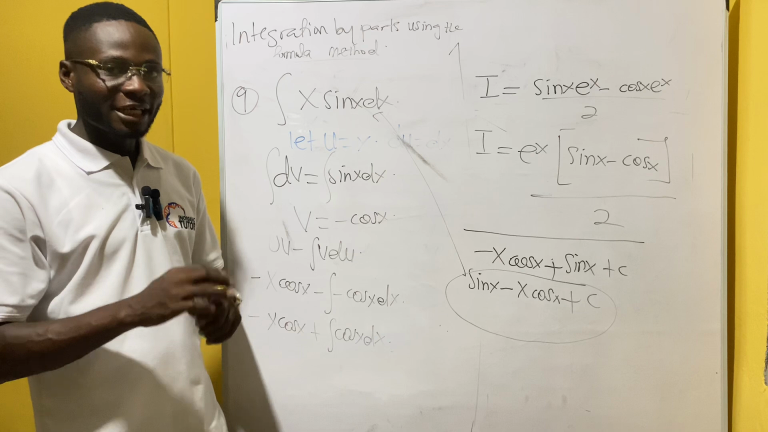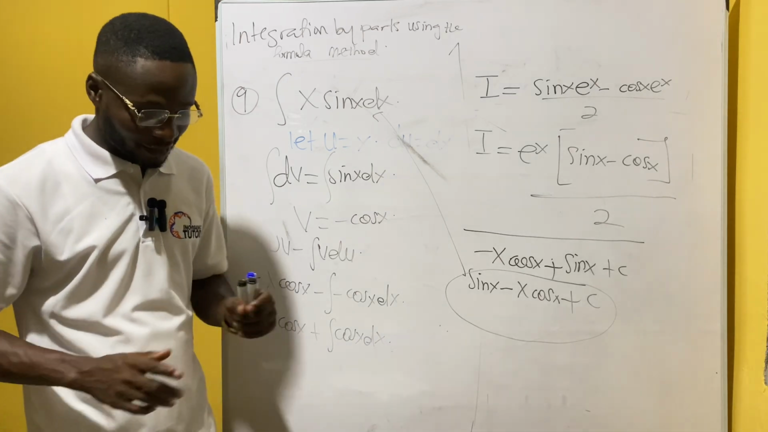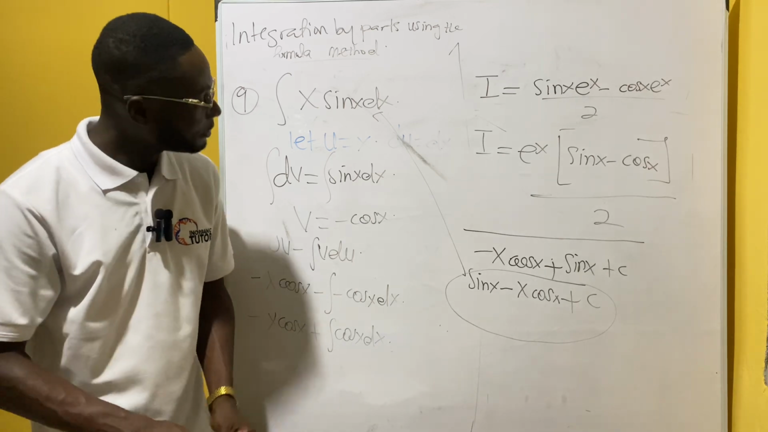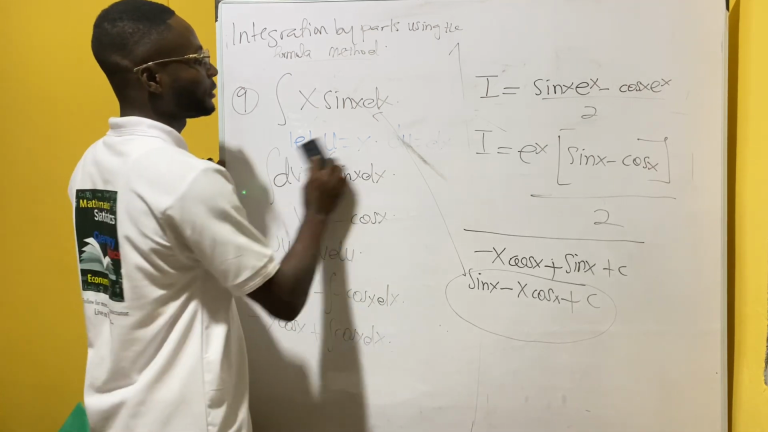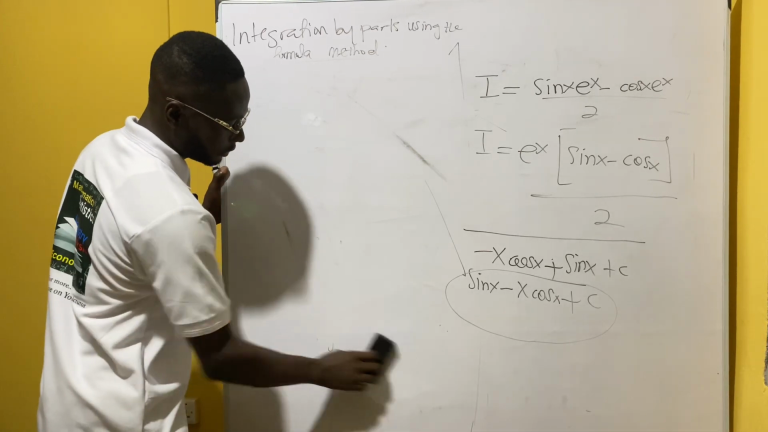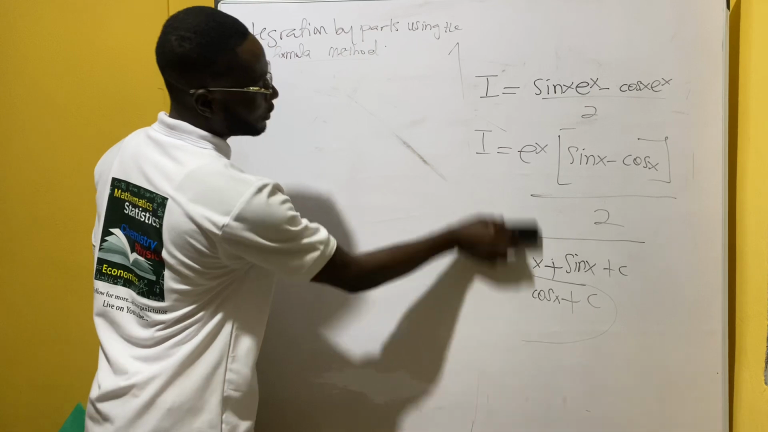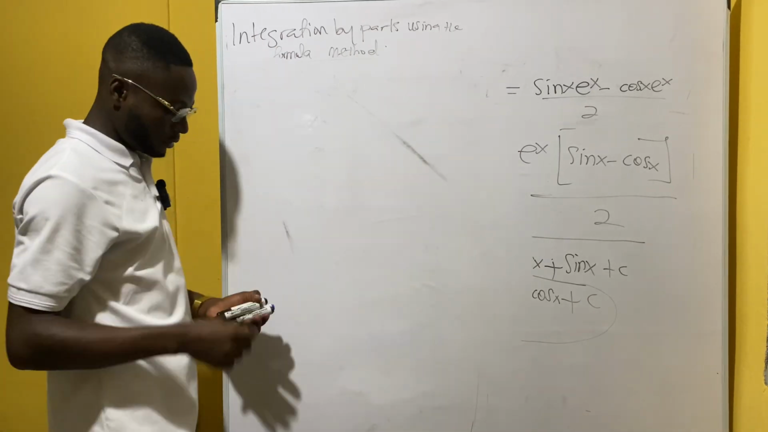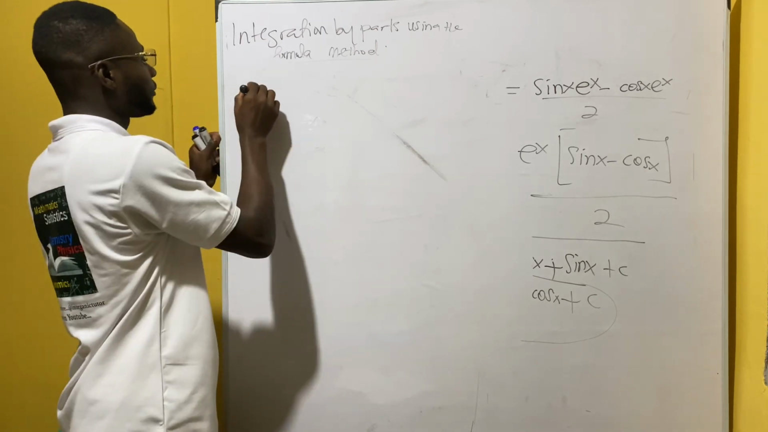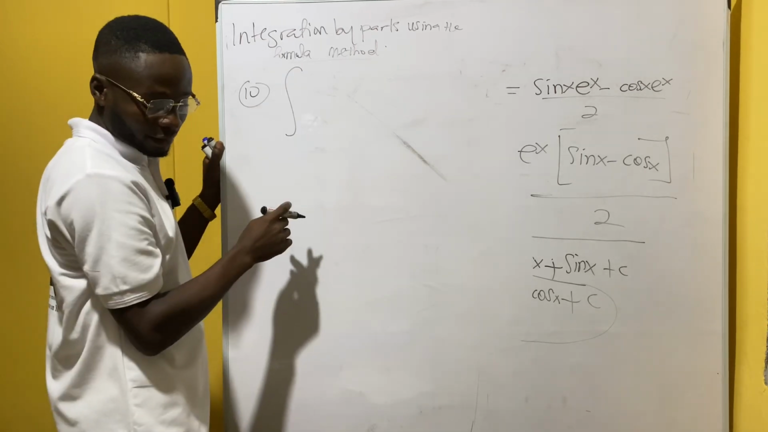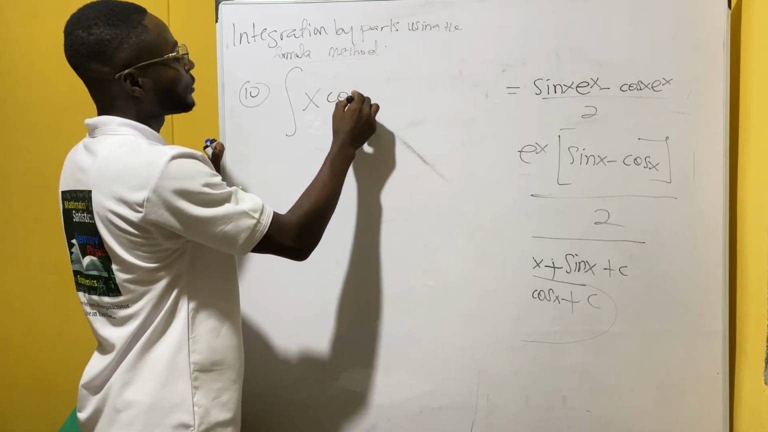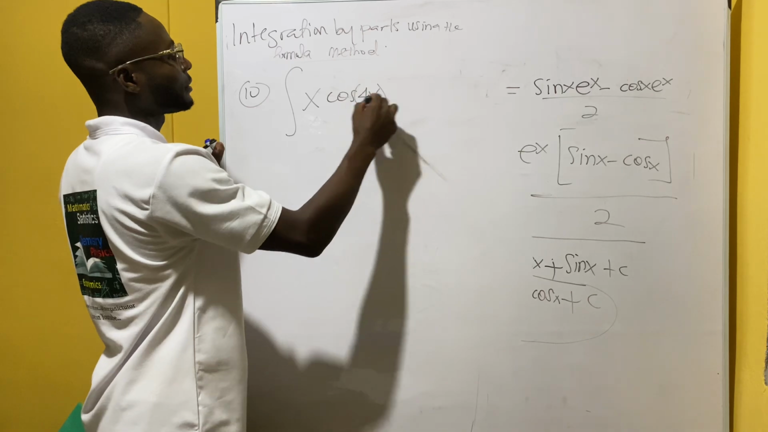The last problem is problem number 10. Then we are down the line. So problem number 10 is x cos 4x dx.